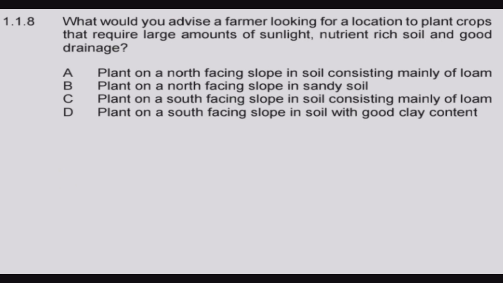What would you advise a farmer looking for a location to plant crops that require large amounts of sunlight, nutrient-rich soil, and good drainage? A. Plant on a north-facing slope in soil consisting mainly of loam. B. Plant on a north-facing slope in sandy soil. C. Plant on a south-facing slope in soil consisting mainly of loam. D. Plant on a south-facing slope in soil with good clay content. The correct answer is A. Plant on a north-facing slope in soil mainly of loam.